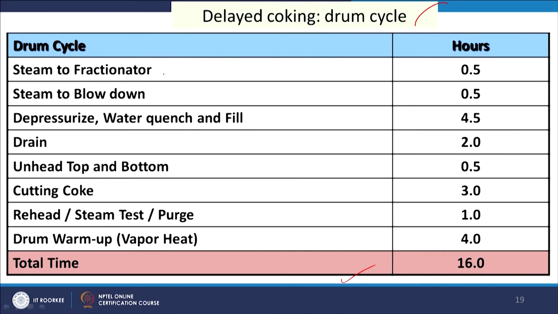You see here steam to fractionator, then steam to blow down, then depressurize, water quench and fill, and drain, unhead top and bottom, and cutting coke, and reheat, steam test purge, and drum warm up. So, you see the drum warm up requires around 4 hours out of 16 hours.